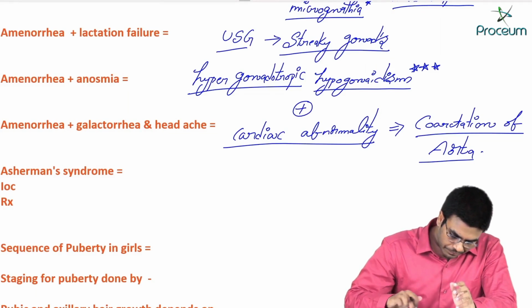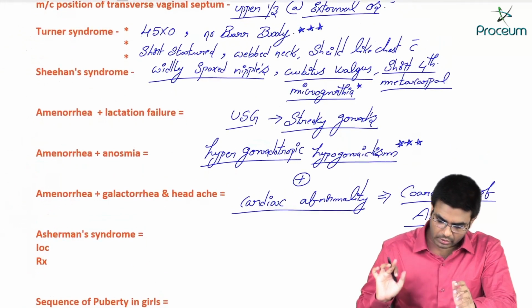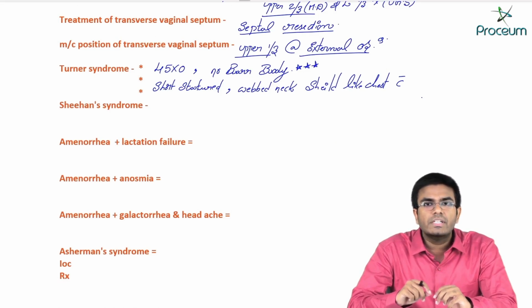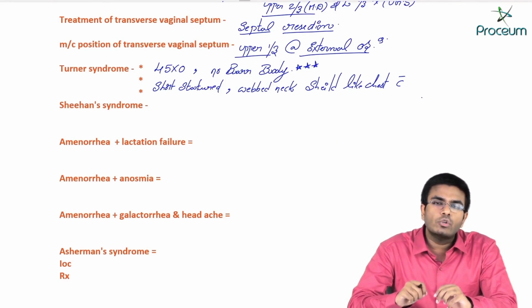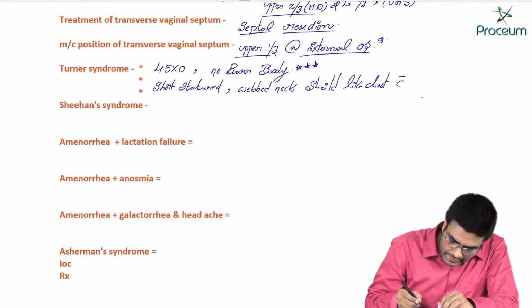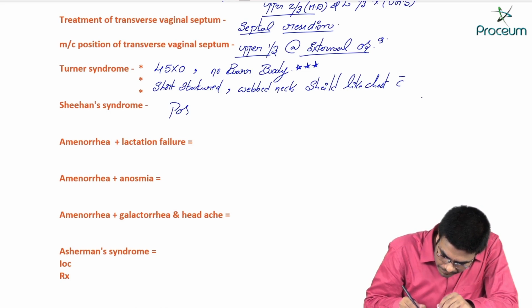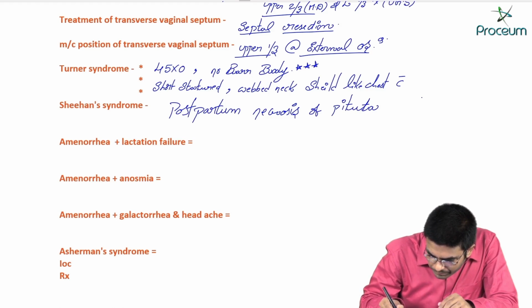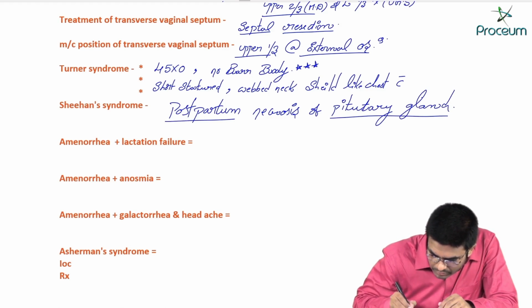Now, everything about Turner syndrome clinically is completed. Now, let's discuss Sheehan syndrome. In Sheehan syndrome, what actually happens? There is a necrosis of the pituitary gland. It is postpartum necrosis of the pituitary gland. Okay, postpartum necrosis of the pituitary gland.